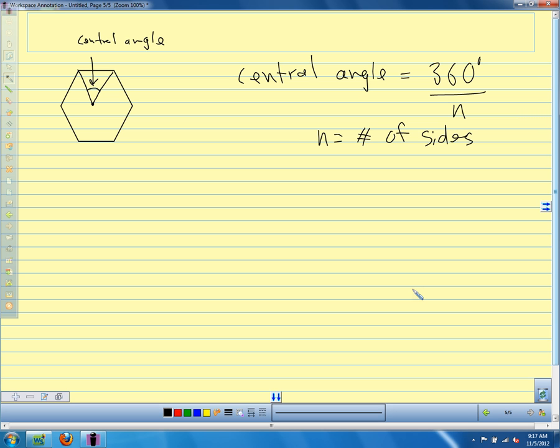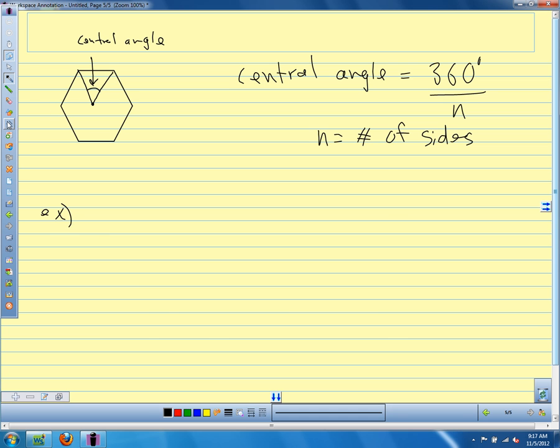So just a couple of things to remember. The sum of the exterior angles for any polygon, always 360 degrees, no matter what. The sum of the interior angles depends on the number of sides. All right, so those are our formulas. Let's look at some examples of kinds of problems that we would have to solve using those formulas.